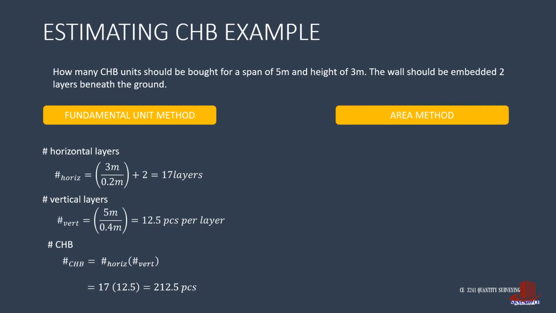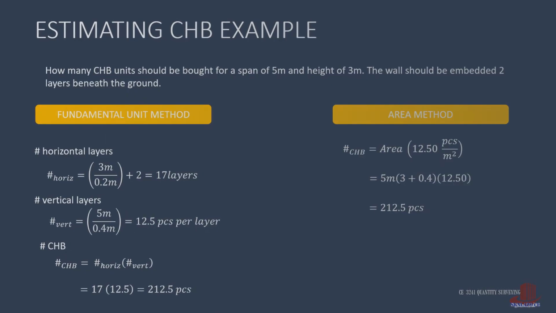For the area method, the number of CHB is taken as the area of the wall multiplied by the factor 12.5 pieces per square meter. So that is 5 by 3 plus 0.4, and this is multiplied by 12.5, and the result is 212.5 pieces.